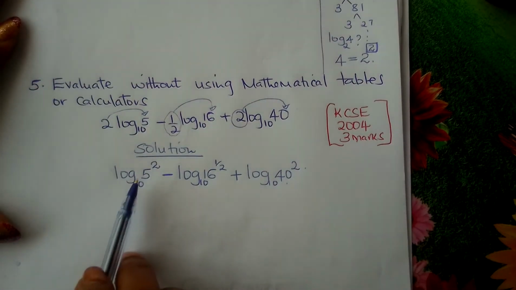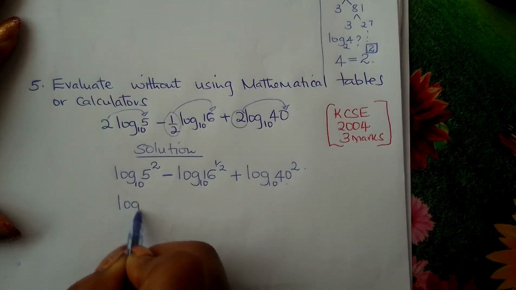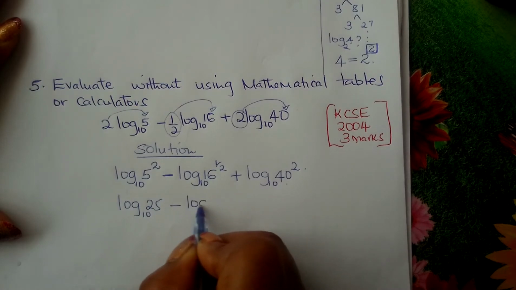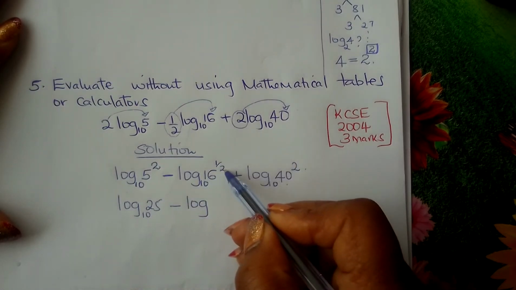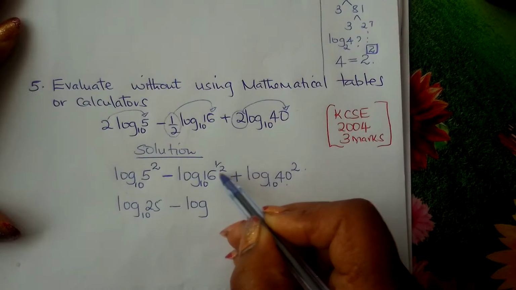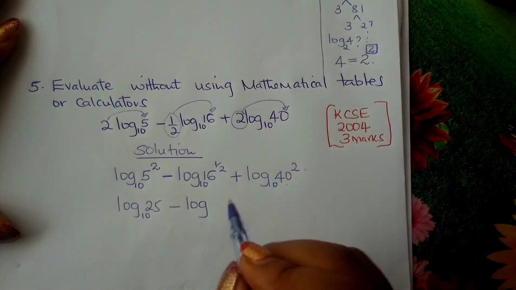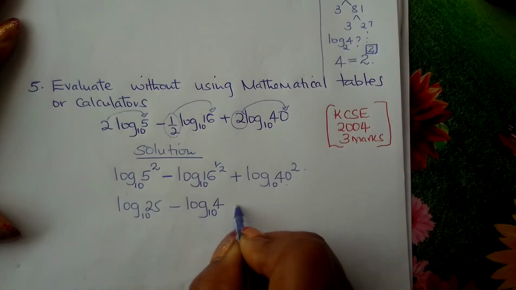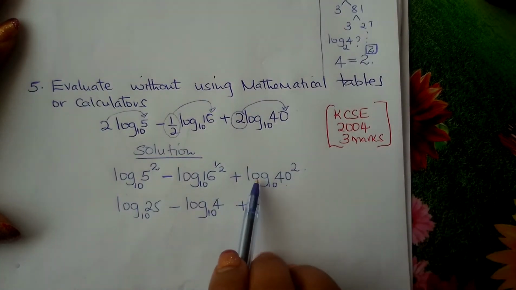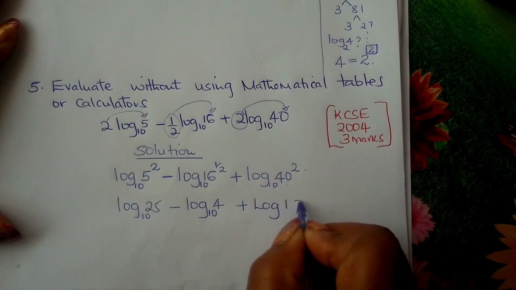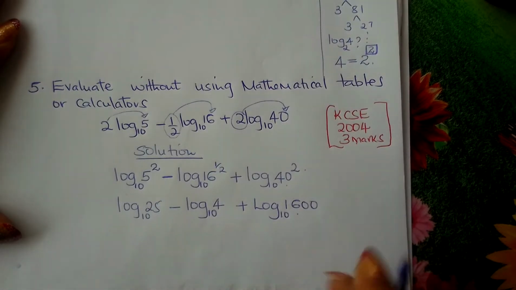So from there, learner, you say this is log 25 to base 10 minus log what? When a number is raised to a half, it means finding what? The square root. So what is the square root of 16? The square root of 16, learner, is 4, to base 10 plus what? Log of 40 squared, which is 1,600, to base 10.